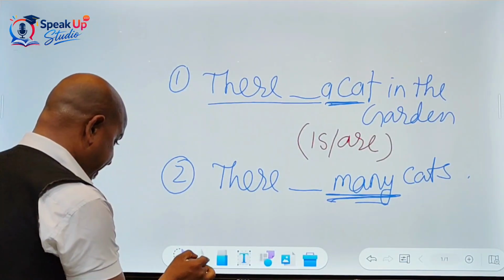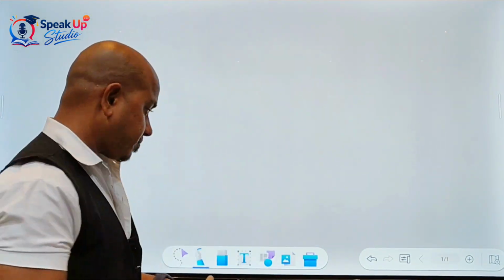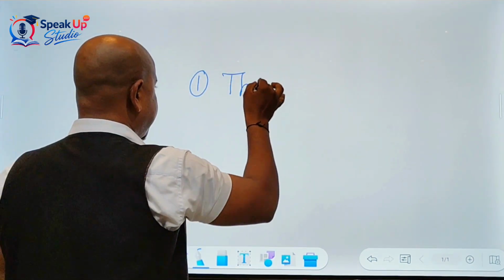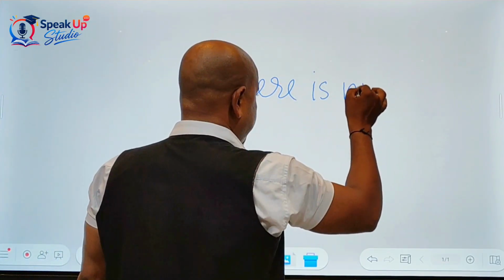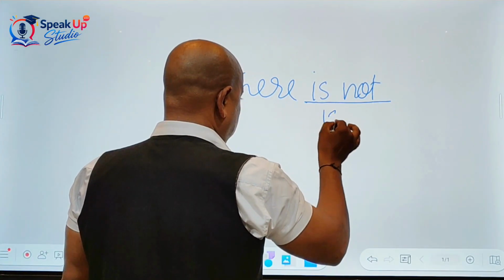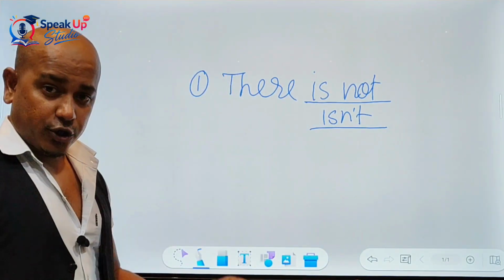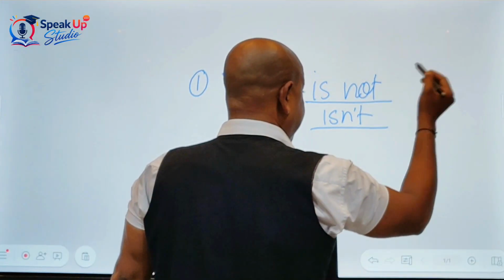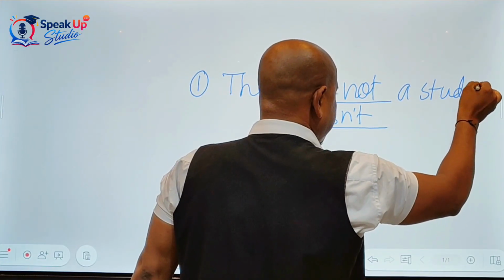Now the next thing is, there is most probably a question in your mind: how can we make a negative sentence in this structure? If we talk about negative sentences, look here. The first: "There is not," or you can also write "There's not," or "There isn't." There isn't a student in the class.